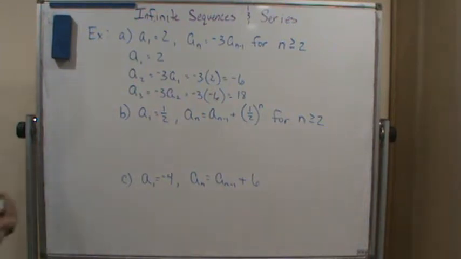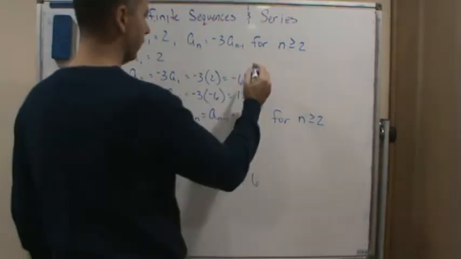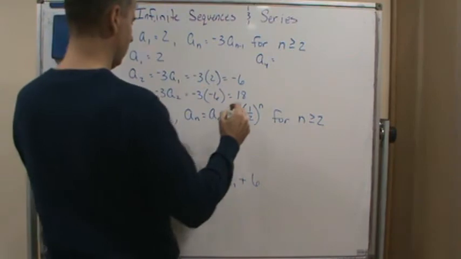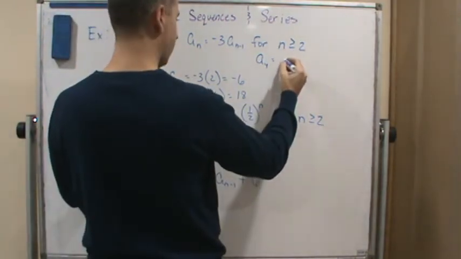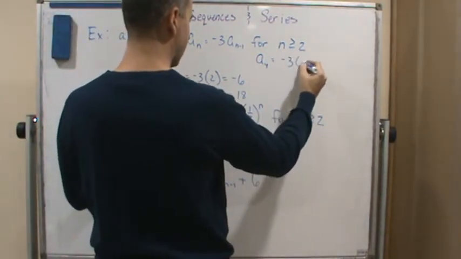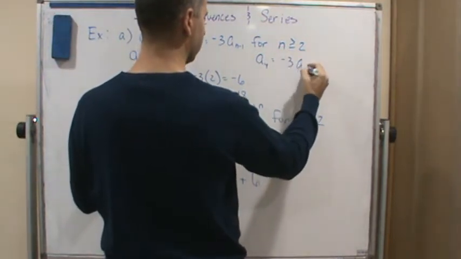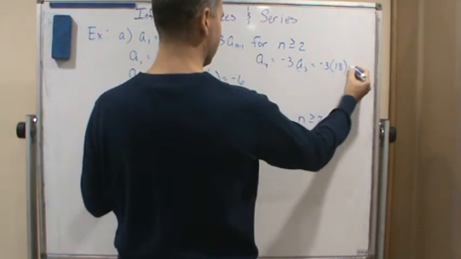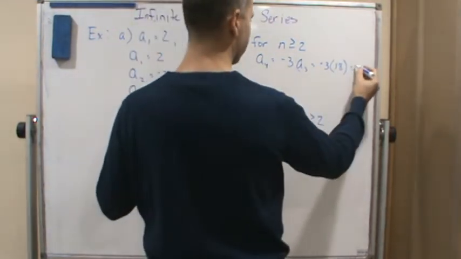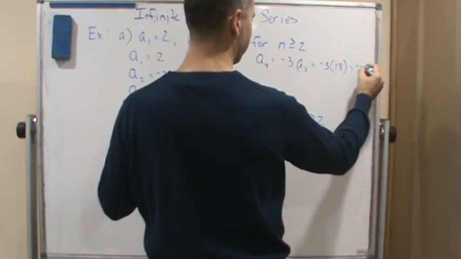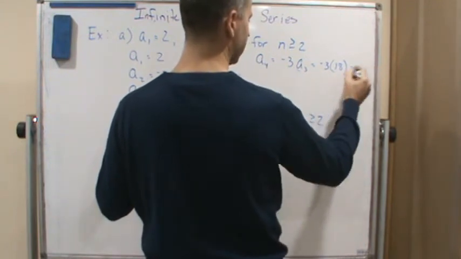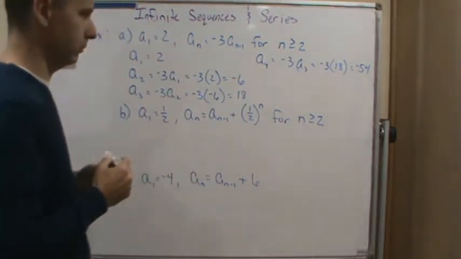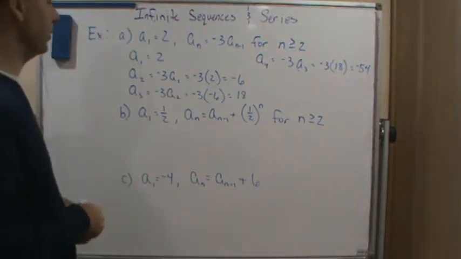Okay. So now what's going on here? Then we can keep going. A sub 4 equals negative 3 times a sub 3, which equals negative 3 times 18, which equals negative 54. Okay, now here's the thing though.